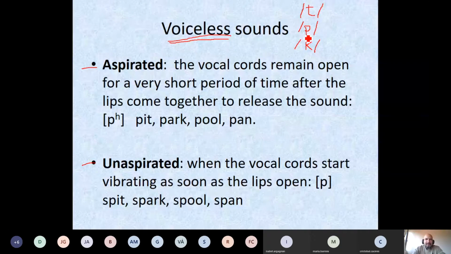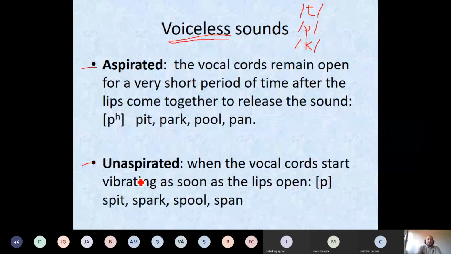So, t, p, and k are three voiceless sounds, because when you produce or articulate them, the vocal folds do not vibrate. Now, these voiceless sounds can be aspirated or unaspirated. It's very easy: when these three voiceless sounds are in initial position, they are aspirated. And when they are in middle or final position, most of the time they are unaspirated.